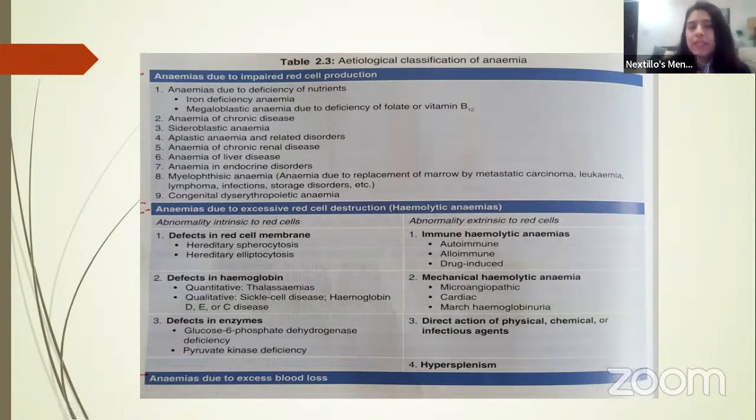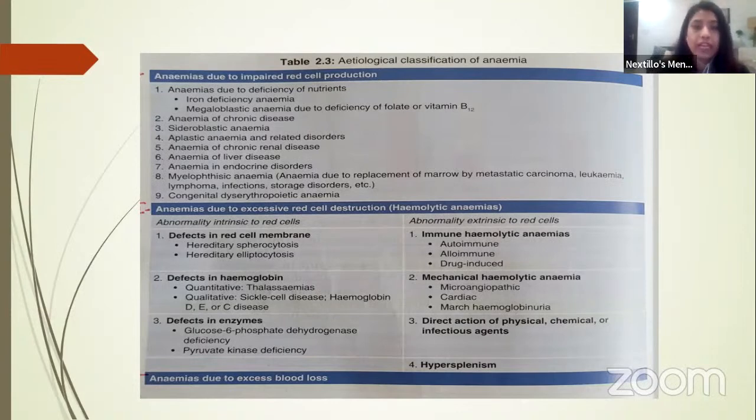Now, why will there be a decreased red cell production? Decreased production can be because either the nutrients required by the RBC for formation or by the hematopoietic precursor cells is reduced in our body. So we know that there is a heme portion which requires iron. So if there is deficiency of iron in your nutrition, then it will lead to iron deficiency anemia because heme portion will not be formed properly. Right? Then there can be a megaloblastic anemia.